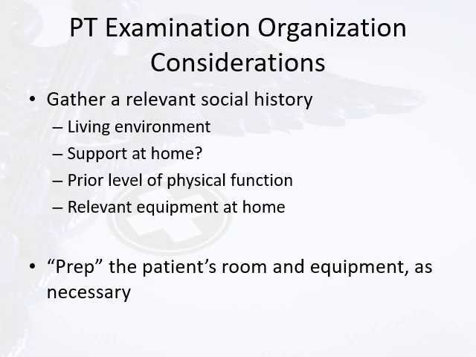Oftentimes, if you start asking about people's homes without a context, they're a little bit wary about why you're asking this information. If you give them a good reason, they're more likely to be receptive to this. Some additional information you want to find from a social history standpoint: what was their prior level of function like? It may be inappropriate to assume that they were ambulatory beforehand. If they were ambulatory, did they need a device? Get that clarified.